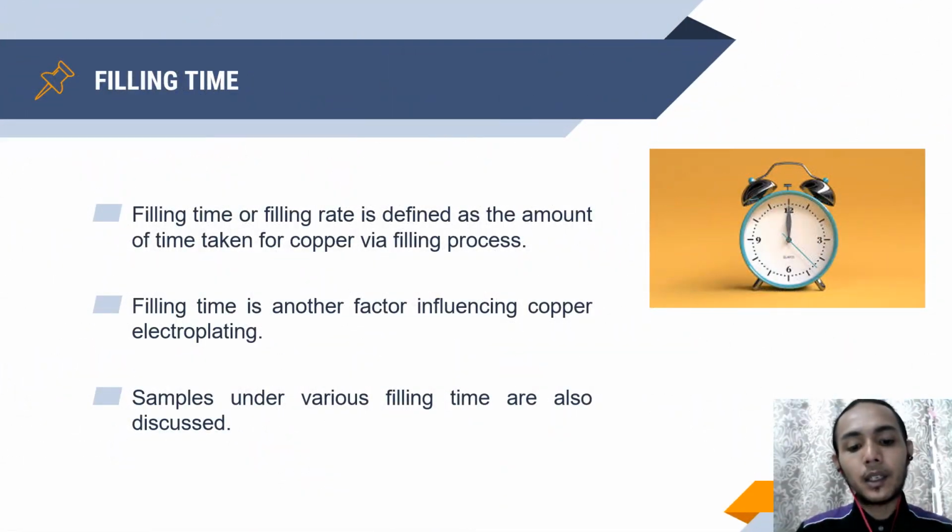Filling time is defined as the amount of time taken for the copper via filling process. Filling time is another factor influencing copper electroplating. Samples under various filling times are also discussed. The filling time was set at 40 minutes, 60 minutes, and also 80 minutes for the copper via filling process.